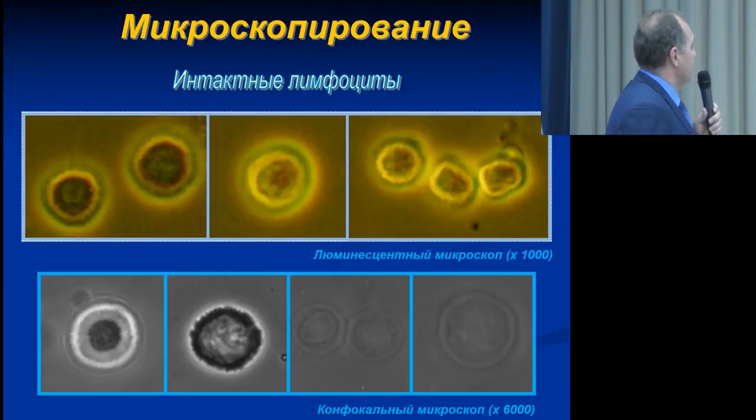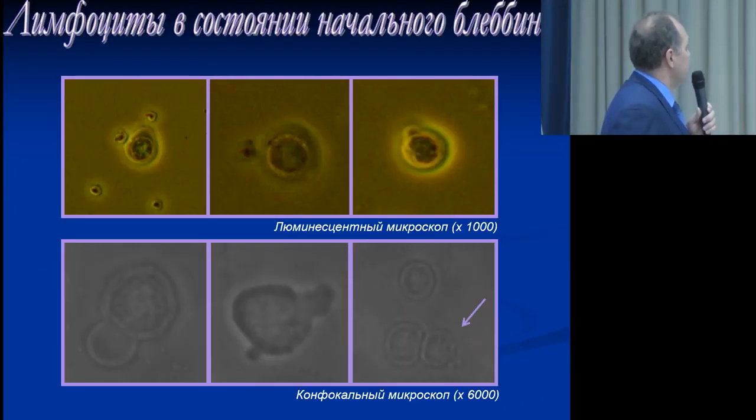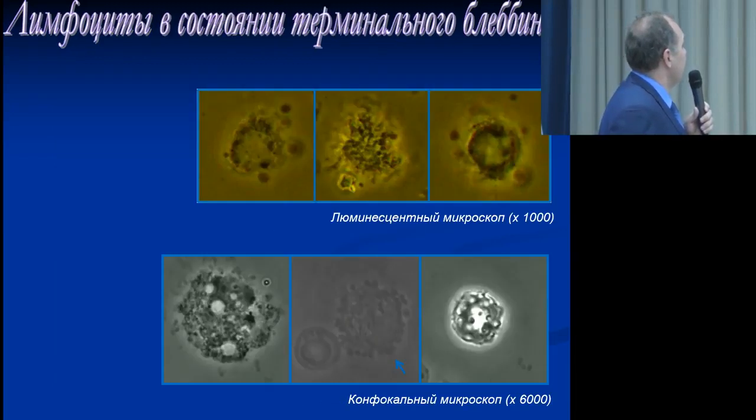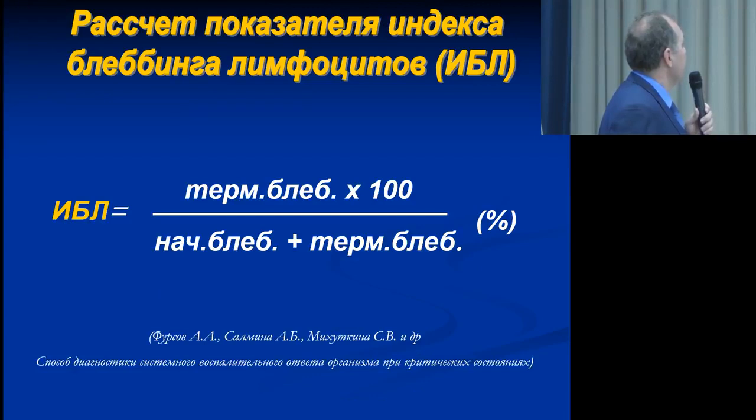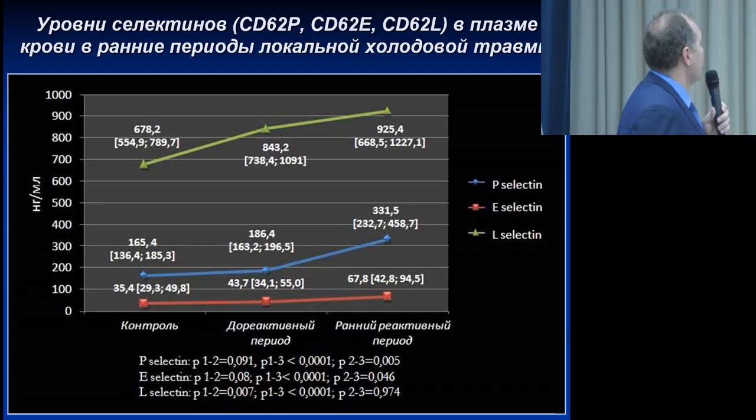We put them on a glass like this, to fix them better. You can see intact lymphocytes and what they look like in microscopy, under a microscope: the initial blebbing lymphocytes and the terminal blebbing lymphocytes. Then we calculated the lymphocyte blebbing index through this formula.